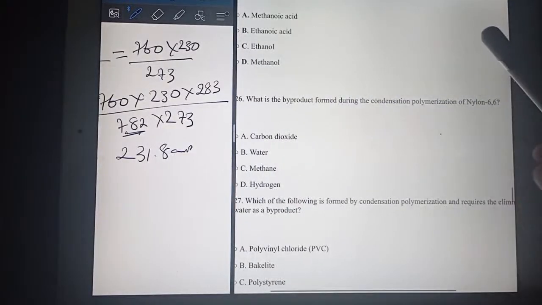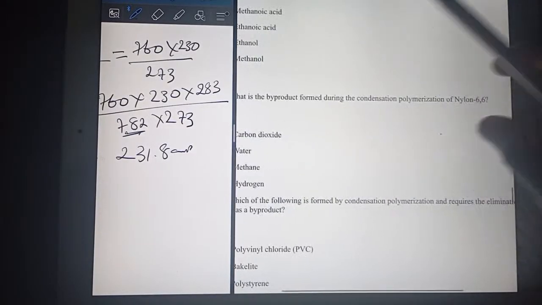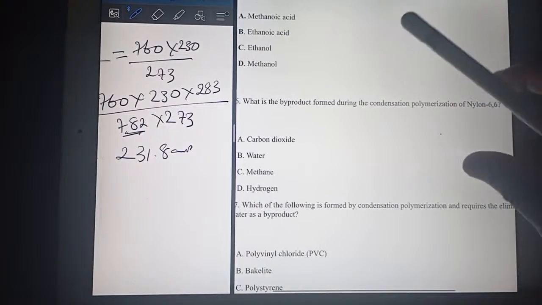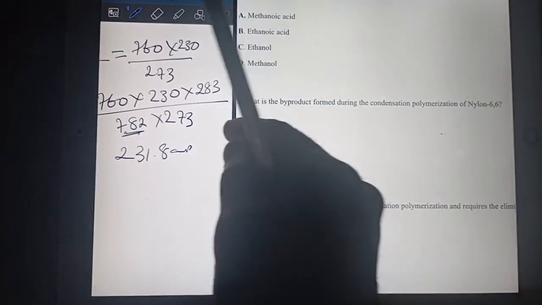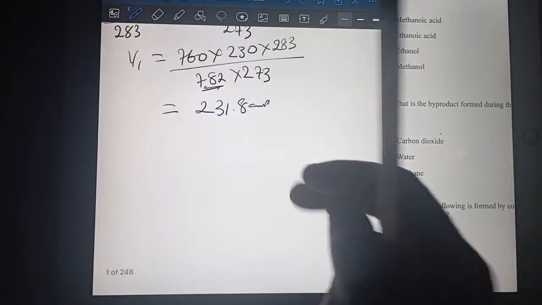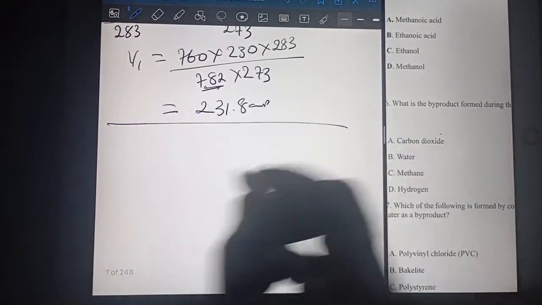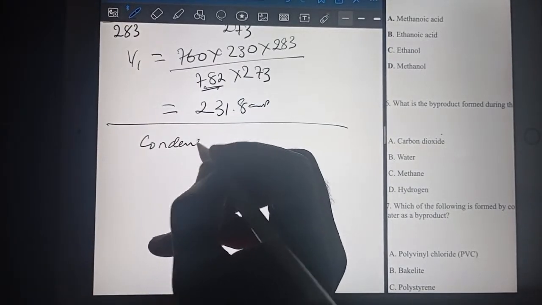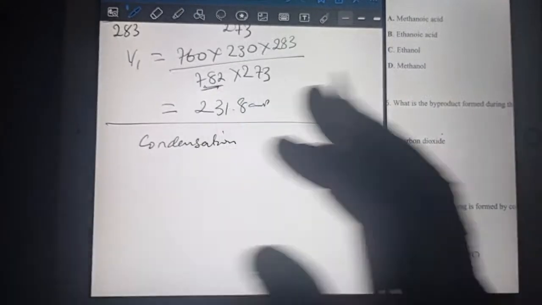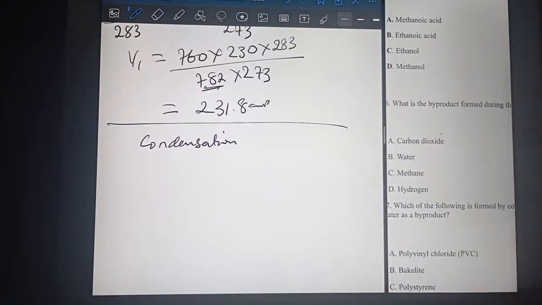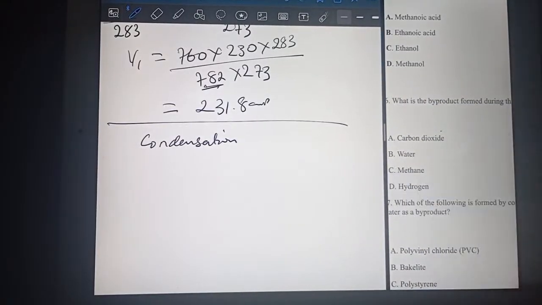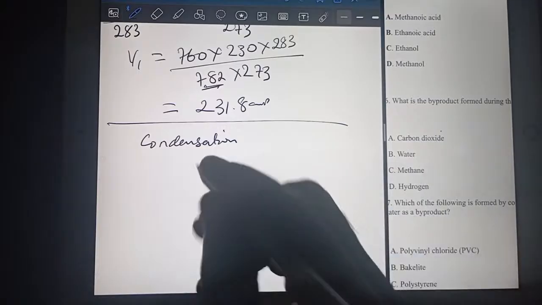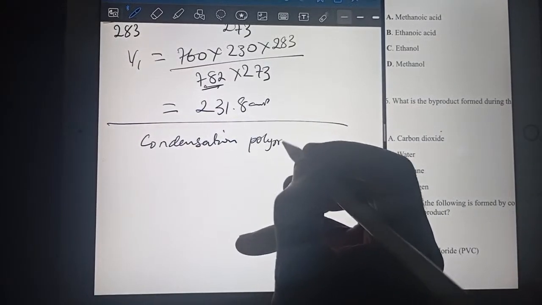What is the byproduct formed during the condensation polymerization of nylon 66? Nylon 66. So I have to explain so that in case anyone comes, we'll be able to answer. The key term we are going to consider here is condensation. We have two types of polymerization and two types of polymer. We have condensation polymerization and addition polymerization. I hope you can hear me over there. Condensation polymerization and what?